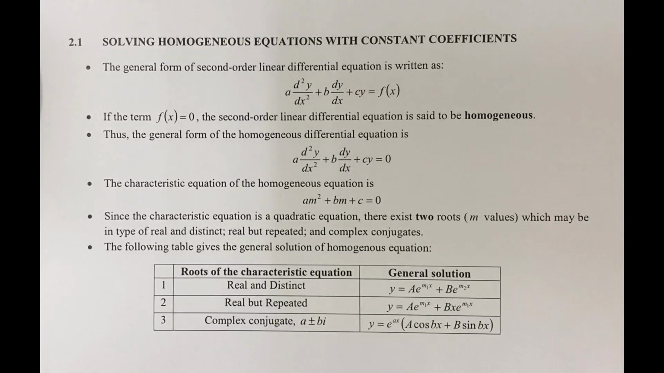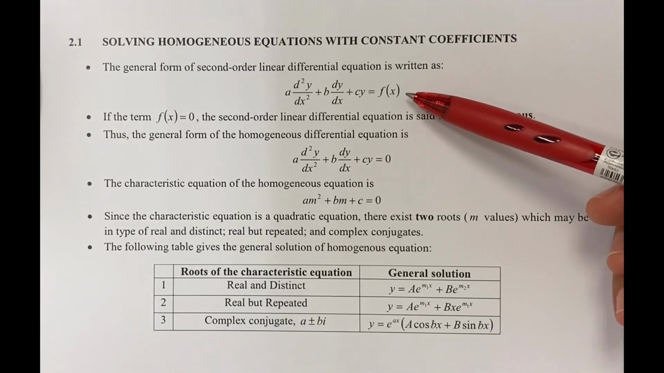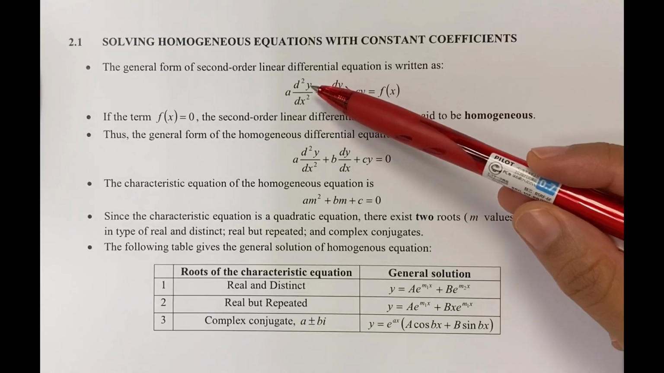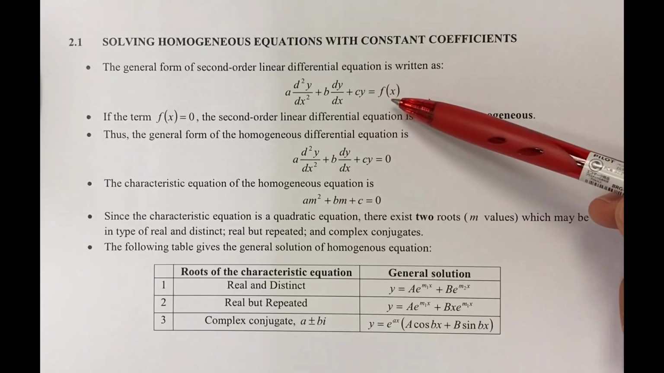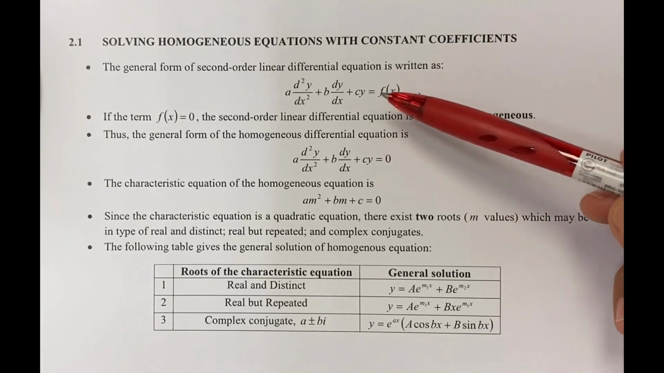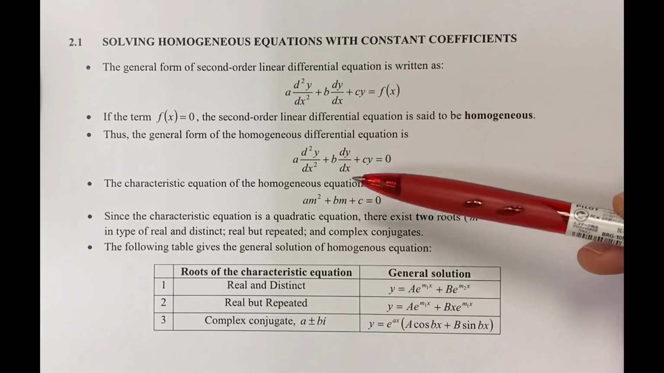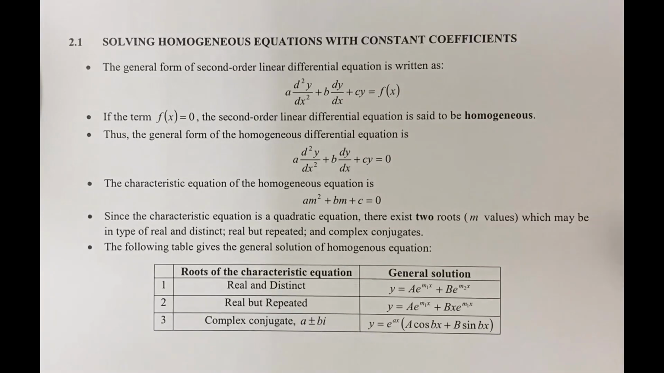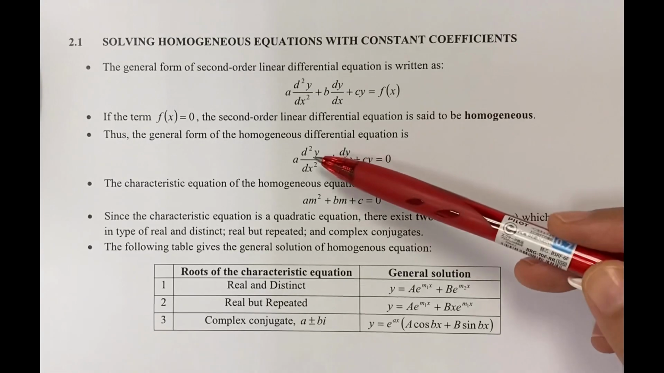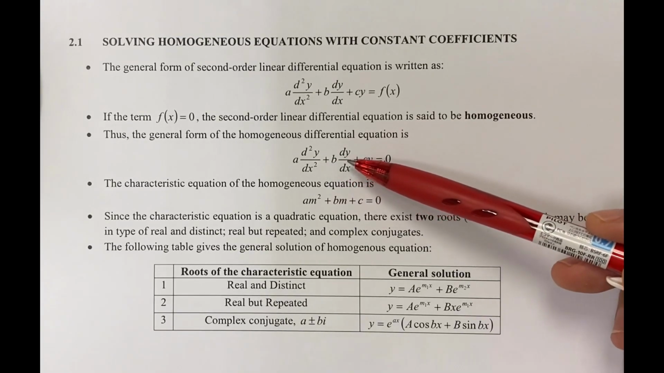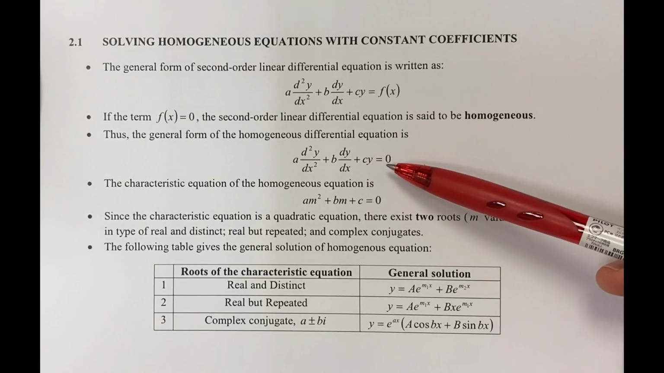Okay, so basically, this is the general form of second order differential equations. We have a d square y over dx square plus b dy over dx plus cy equal to f(x), a function of x. So a, b and c are constants. If the term f(x) is equal to 0, then it is a homogeneous equation. So we can write the general form of homogeneous differential equations as a y double prime plus b y prime plus cy equal to 0.